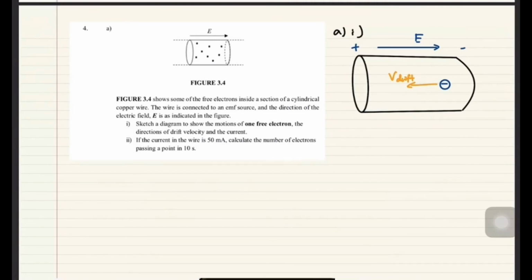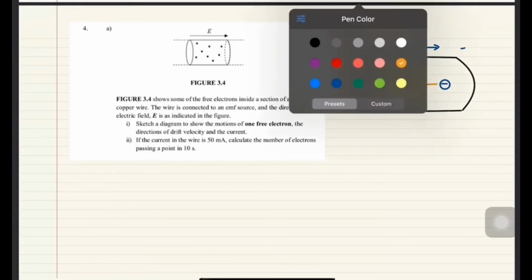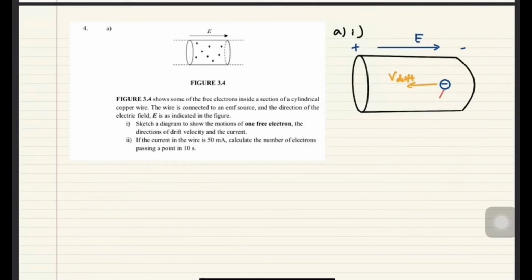Tapi the actual motion, saya baca sketch diagram to show the motion of one free electron, the direction of drift velocity and the current. Okay. The actual motion is sebenarnya more like a zigzag. Okay. Tapi secara average dia akan pergi towards there. Faham ke tidak?